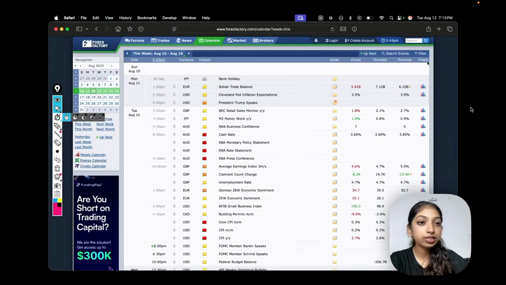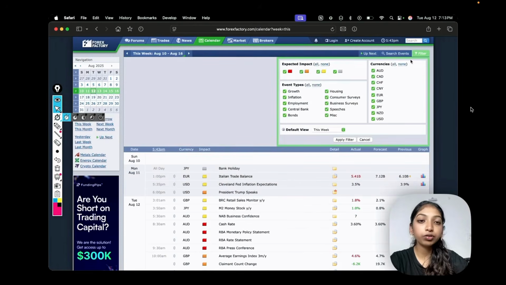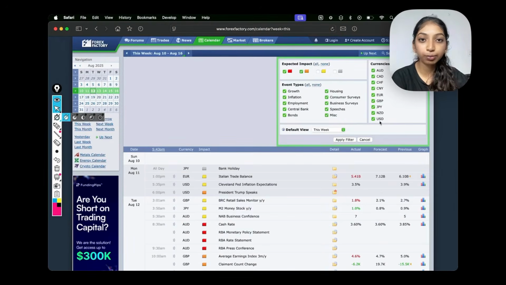So what you have to do is click over here to filter. And now we're going to filter this onto what news I want to look at. So I'm just going to remove these both folders, and I'm only going to be seeing pairs that I personally trade in Forex.